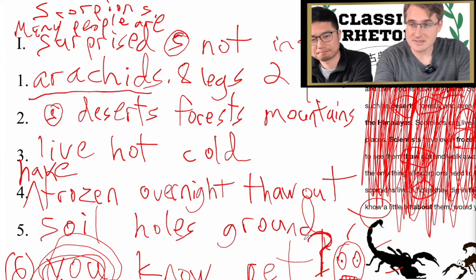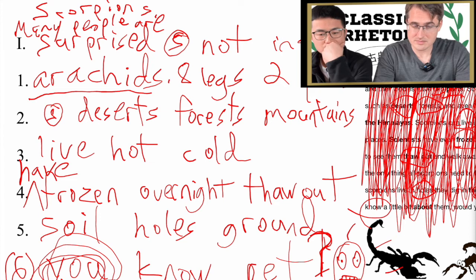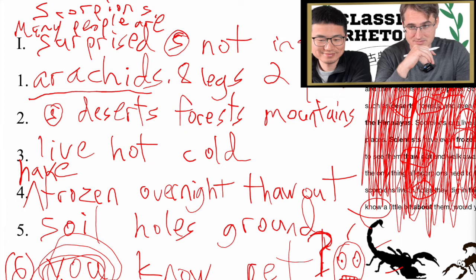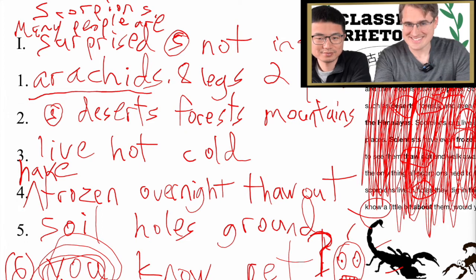Next sentence. Jessica, can you tell us soil, holes, and ground? All scorpions live in soil and their holes in the ground. Great. And last of all, Star, can you tell us you know pet? Now you know about scorpions. Do you want it as your pet? Amanda, I have the hardest one for you. Tell us the whole thing.